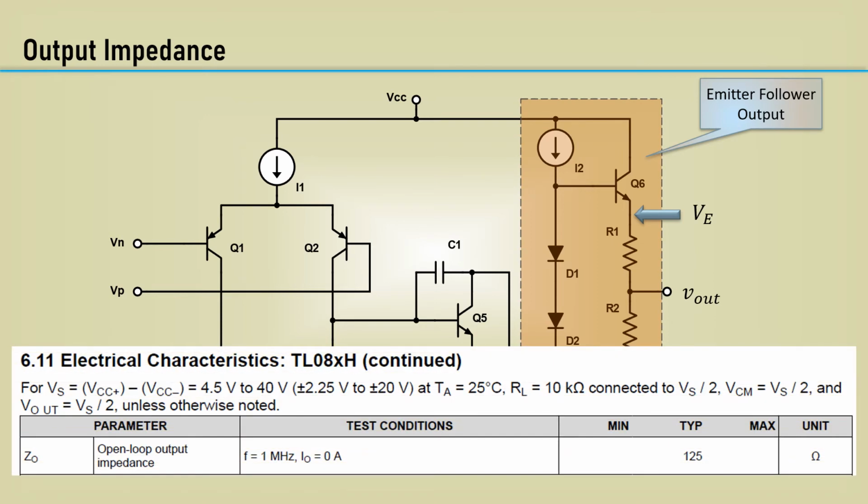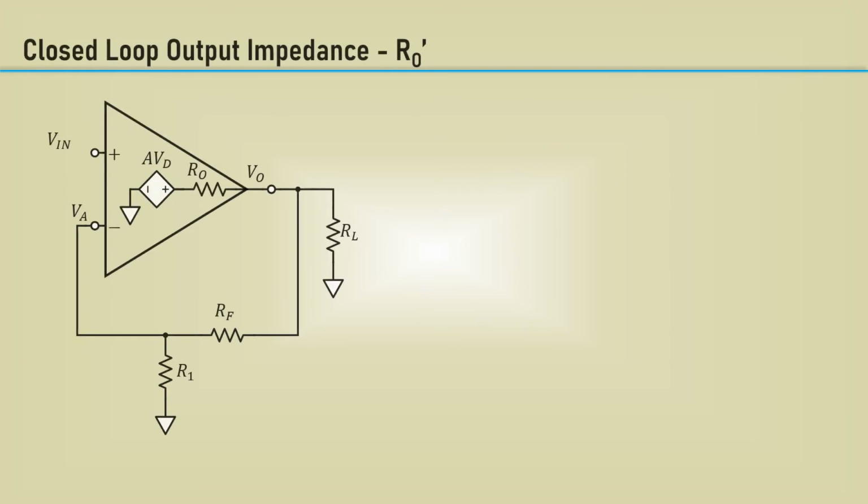The output impedance of an op-amp is specified as the open loop output impedance. The actual closed loop output impedance depends on the open loop gain and the feedback factor. This is the typical voltage-controlled voltage source op-amp model with a feedback loop and a load resistor. This is the equation for the closed loop output impedance found in textbooks, designated as RO prime. To help me understand it better, I felt the need to derive it. Maybe it will be insightful for you as well.